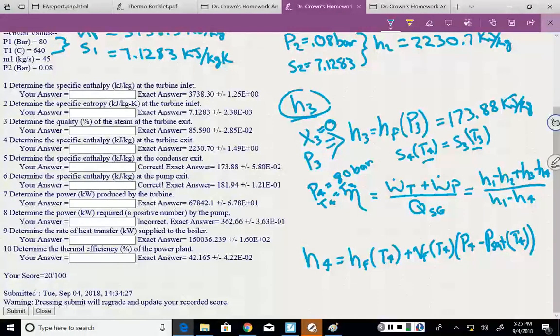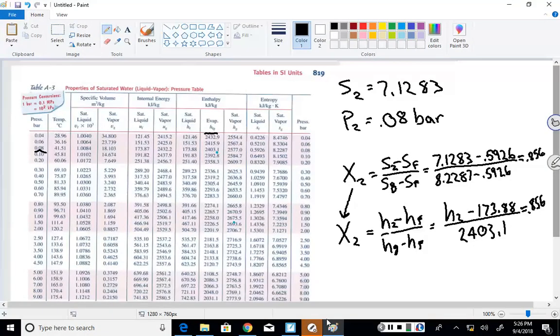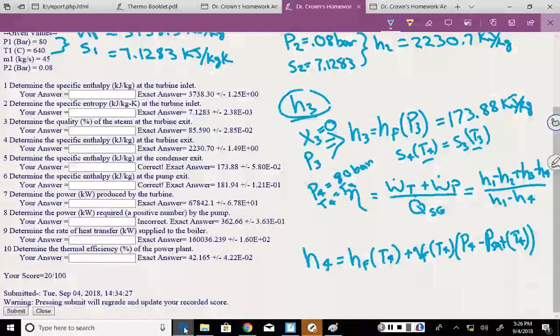So I would have hf at T4. How would I find T4? Well, it would be the same temperature as T3, so let's find it. What is the temperature of the condenser? If I go here, I find that it is 41.51 right there at 0.08 bar. So go back here. T4 equals T3, which equals 41.51 degrees C. And that's going to be the temperature for all these values I'm going to find at my T4.